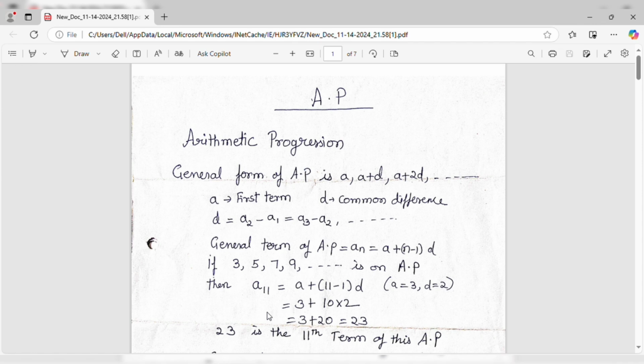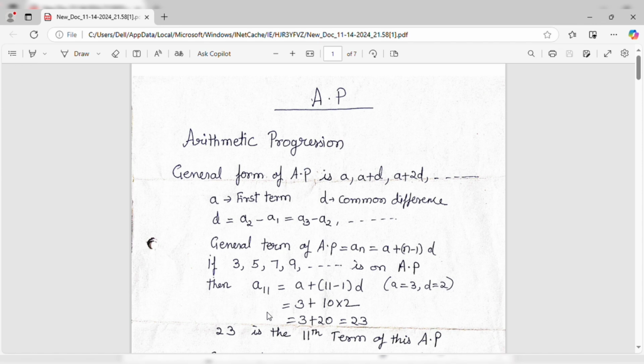Today we are going to do the next chapter, arithmetic progression. The general form of an arithmetic progression, or AP, is a, a plus d, a plus 2d. When we add a common number to the upcoming term, we get a series which is called an AP. The first term is denoted by a and the common difference is denoted by d. The common difference is obtained by subtracting consecutive terms. And the general term of an AP is a_n equals a plus (n minus 1) into d.